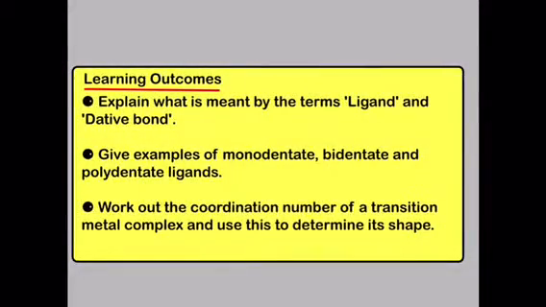So by now you should be able to explain what is meant by the terms ligand and dative bond. You should be able to give examples of monodentate, bidentate and polydentate ligands, and you should be able to work out the coordination number of a transition metal complex and use this to determine its shape.